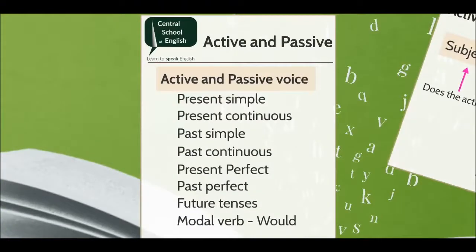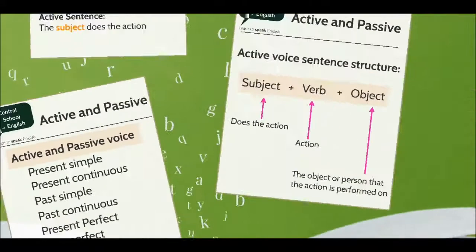In this video, we will learn the difference between the active and passive voice. We will also learn how to make passive sentences in English. We will look at active and passive sentences in the present simple, present continuous, past simple, past continuous, present perfect, past perfect, future tenses, and using the modal verb would.